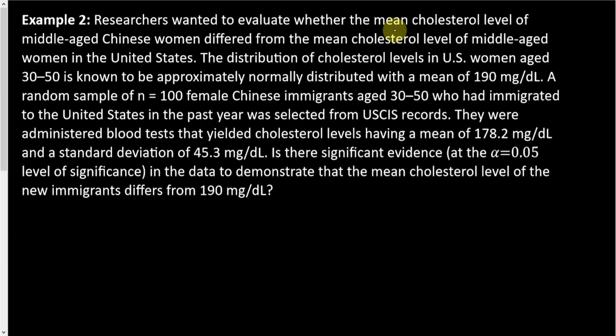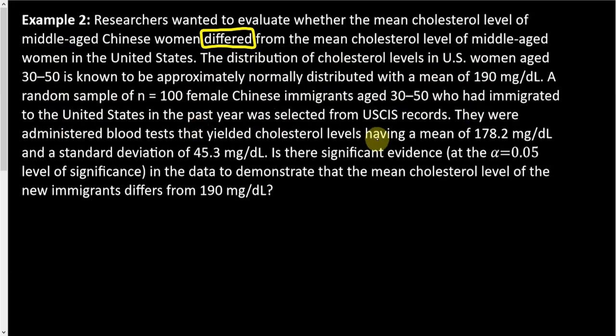So we want to evaluate the average cholesterol level of middle-aged Chinese women to see if it's different from the average cholesterol level of middle-aged women. Now, there's some important things there. They go ahead and give us a big hint of what type of test we're doing because they're just seeing if something's different. So they have the average distribution of U.S. women. It's known to be approximately normal. That's good. That helps us out. We didn't have that information the last time, which might mean our test was not very good, but we'll ignore that for now. So the mean is 190 with a random sample of 100 Chinese female immigrants.